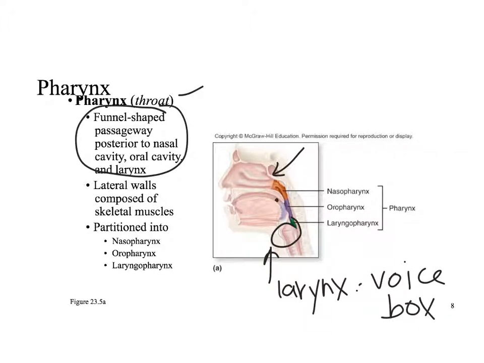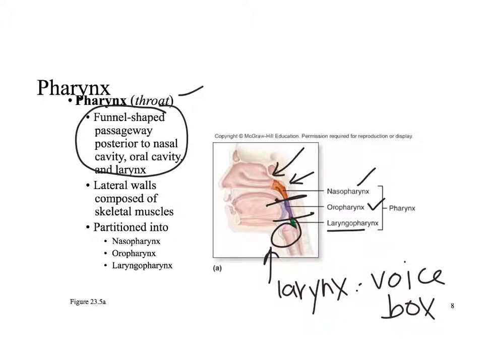Okay, now the pharynx is divided into 3 components. So the first part is the nasopharynx. That's the most superior, and it's right behind the nasal cavity. Then we have the oropharynx, which is right behind the mouth, and then the laryngopharynx, which is behind the larynx.